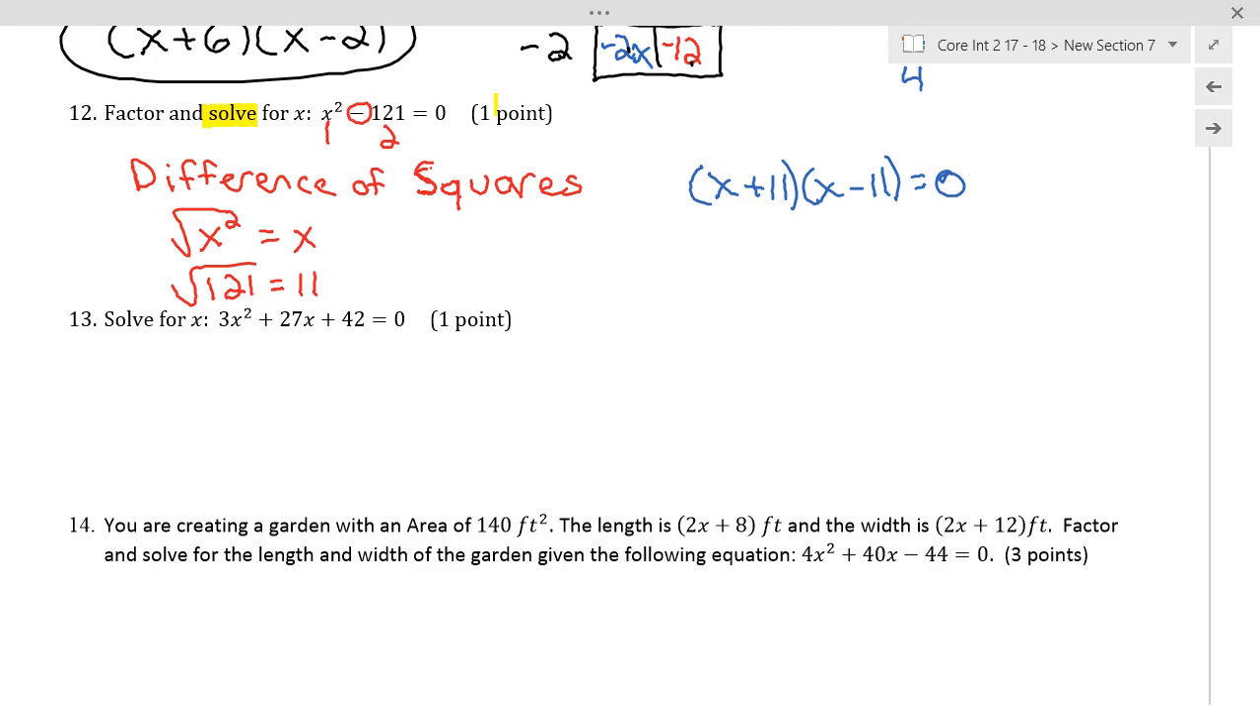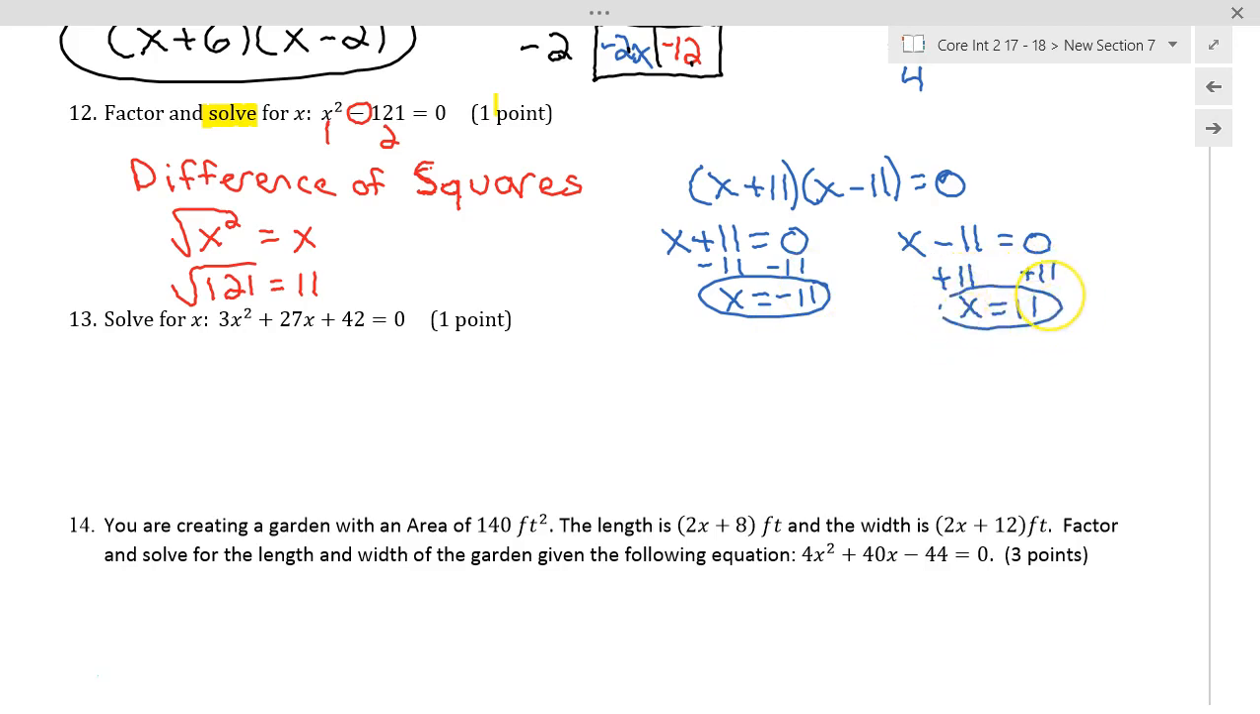Once I factor it, remember, we just split it apart and create those two different equations. So I have x plus 11 equals 0, x minus 11 equals 0. I'm going to subtract 11 from both sides. I have x equals negative 11. I'm going to add 11 to both sides. X equals positive 11.